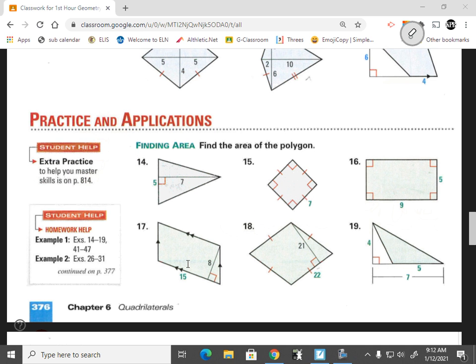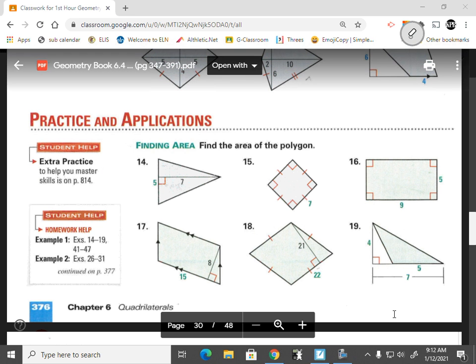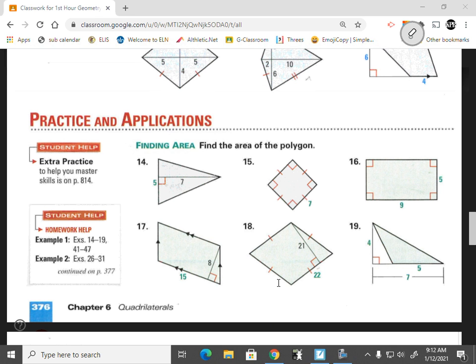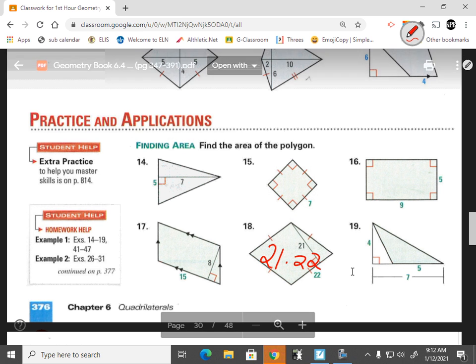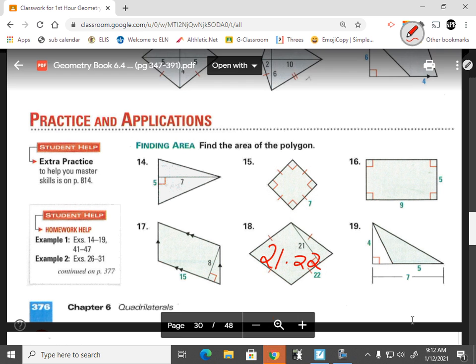What's number 18? That's a slanted square, so it is a parallelogram again, but we thought it could have been a rhombus, right? But you only had the base and the height. So on number 18, you're just going to do 21 times 22, base times height.